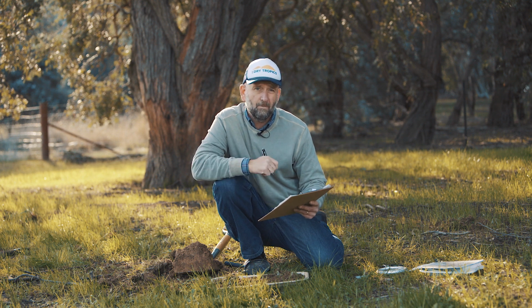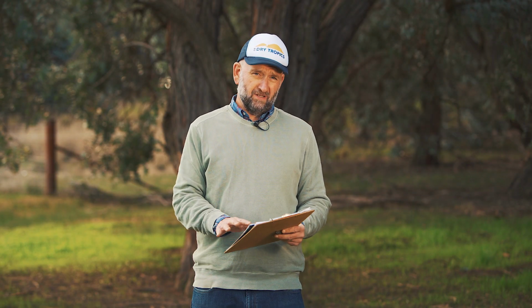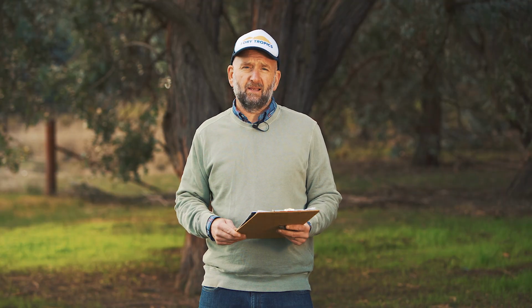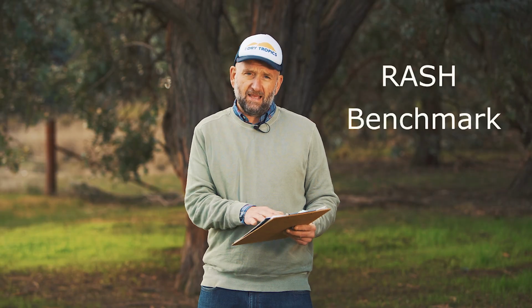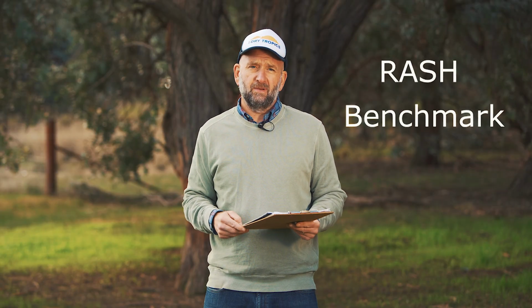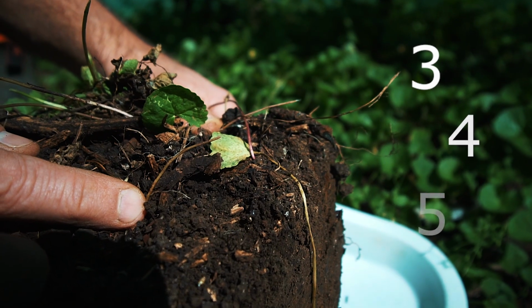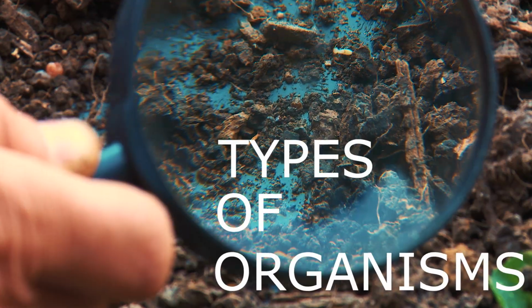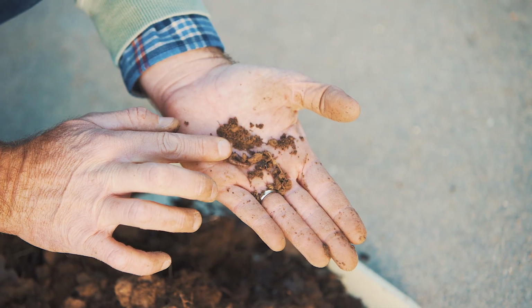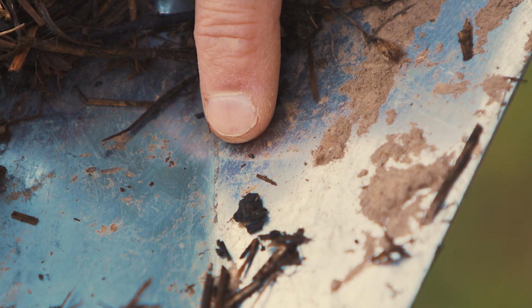Once you've measured your soil organism diversity using that tray count method, you need to benchmark and assess whether you've got poor or good scores of soil organism diversity. One way you can do that is using the RASH manual, or the Rapid Assessment of Soil Health manual, and in that there's a bit of a benchmarking system. Basically, if you're getting 3, 4 or even 5 different types of organisms, then the soil organism diversity is pretty good and you'd be pretty happy with that part of the soil in that situation.